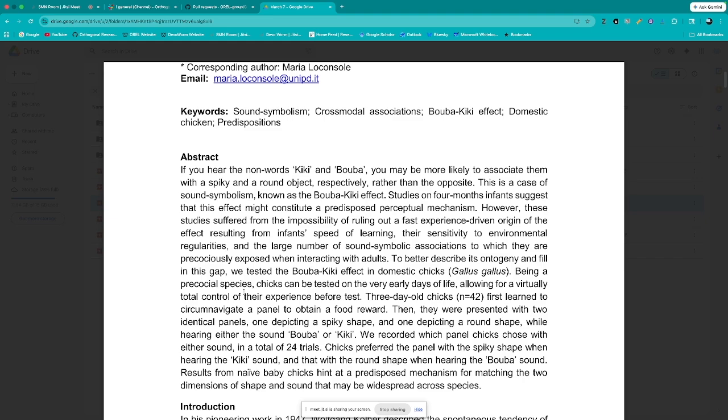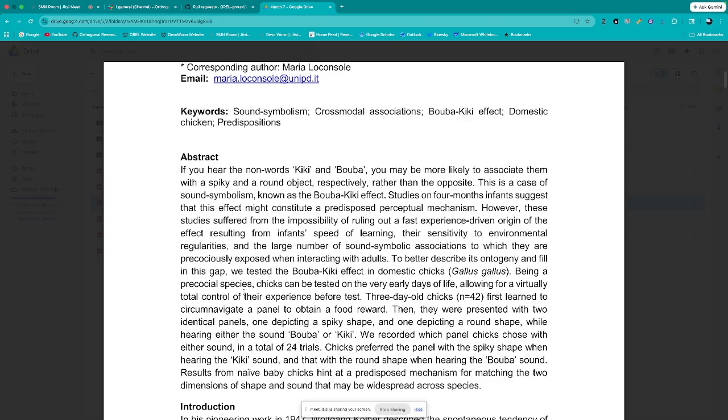We recorded which panel chicks chose with either sound, so they peck at the thing that they've chosen in a total of 24 trials. Chicks prefer the panel with the spiky shape when hearing the Kiki sound, and that with the round shape when hearing the Booba sound. So we can assume that they're making the same kind of judgment or using the same kind of mechanism that human infants do.